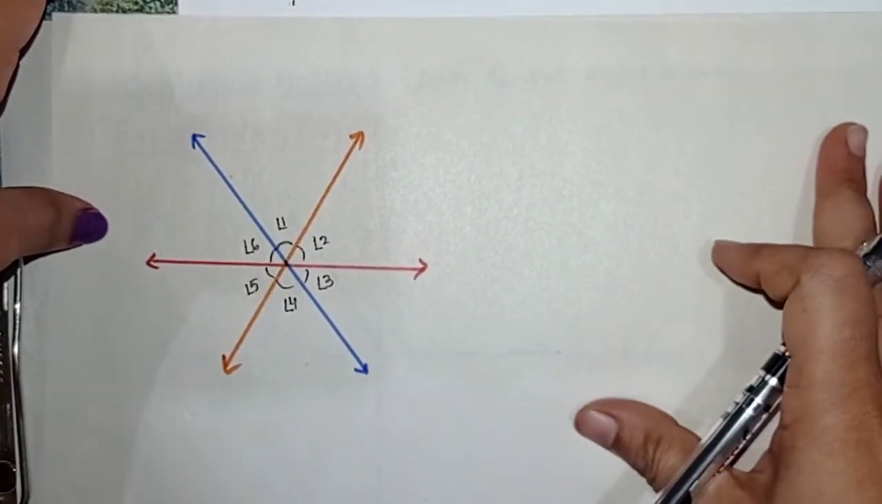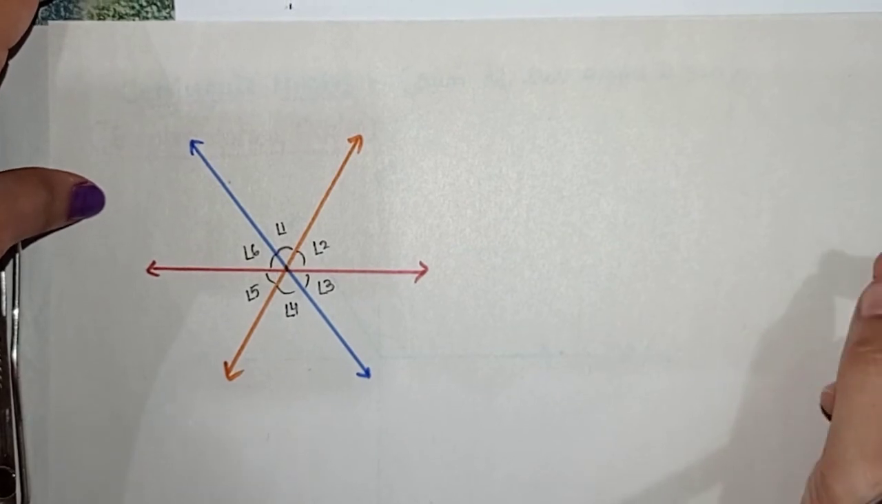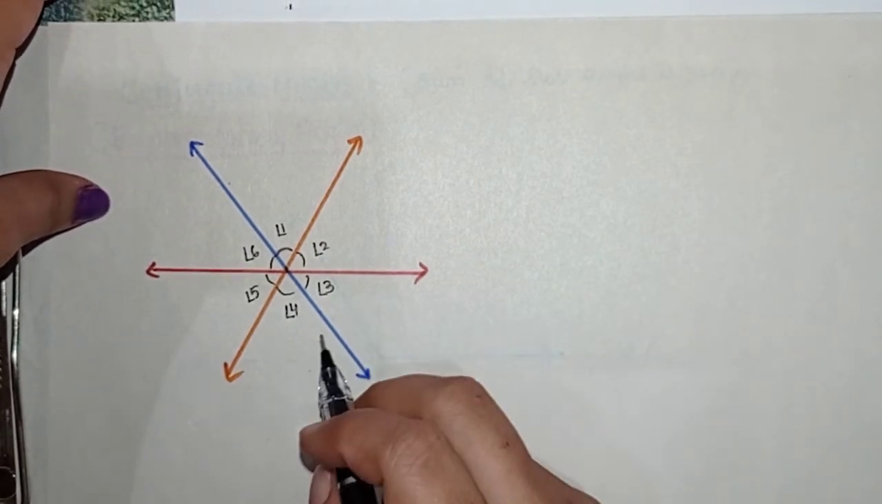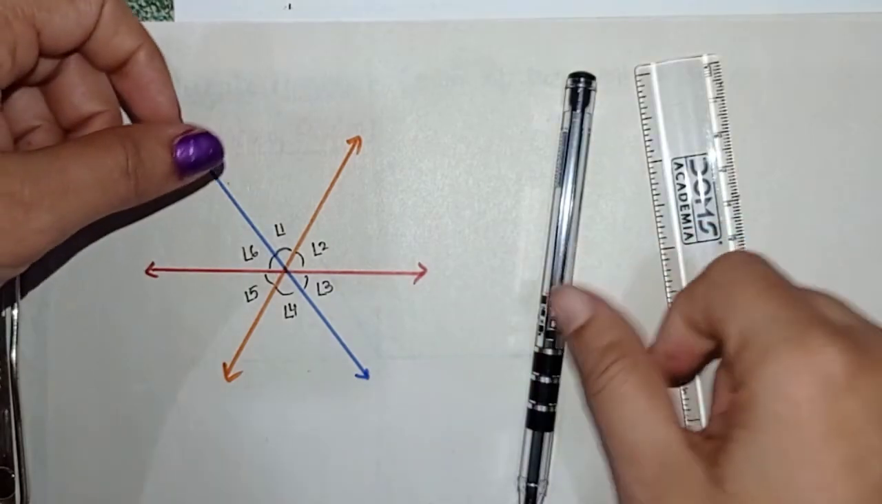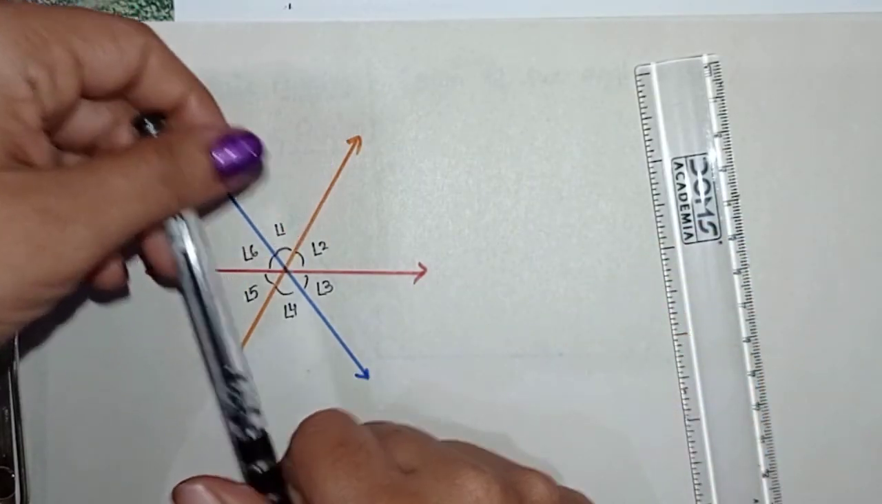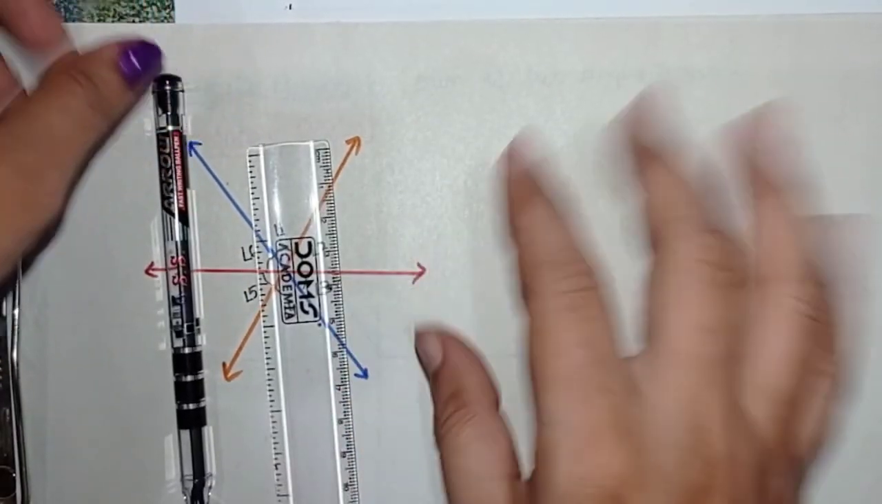Here is your task: write the vertically opposite angles for this diagram and comment on the comment section. All understood what are vertically opposite angles? They are always found in pairs and they are also equal.